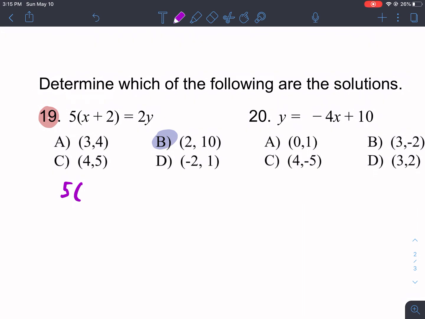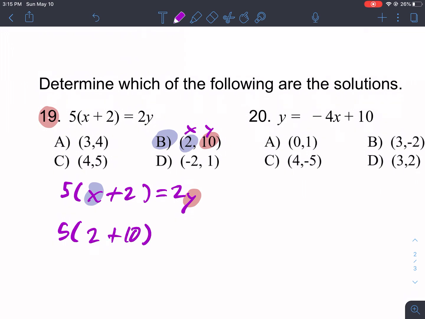I'm going to check. Remember, your guys' goal is you got to pick one and then just keep plugging it in until you find it. We've actually done this before. So, I have 5x plus 2 equals 2y. Right? The x is going to go there. The y is going to go there. That's x, that's y. So let's see. 5 parentheses 2 plus 10 equals 2 parentheses 10. Right? 5 times 2 is 10 plus 2.